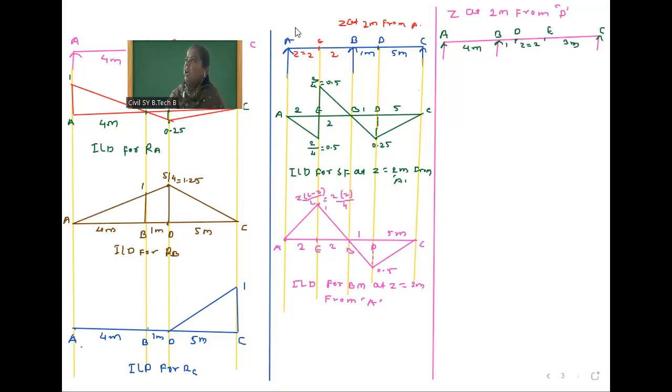We will draw the ILD for shear force. Now, will the values of RA, RB and RC change here? They will not change. Only the shear force and bending moment will change, because the ILD for shear force and bending moment depends on the Z location. These three reaction diagrams depend only on the reactions. So the reaction diagrams do not change, only the shear force and bending moment diagrams will change. So we will draw both possibilities here.